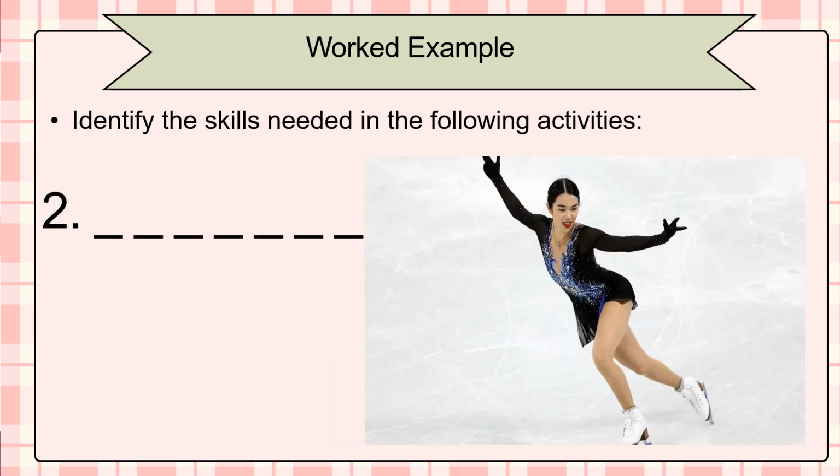Number 2. The correct answer is balance. Balance plays a key role in sports like skating. Maintaining control and stability while gliding on the ice requires incredible focus and body awareness. So picture yourself gracefully skating, keeping steady and smooth in every move.